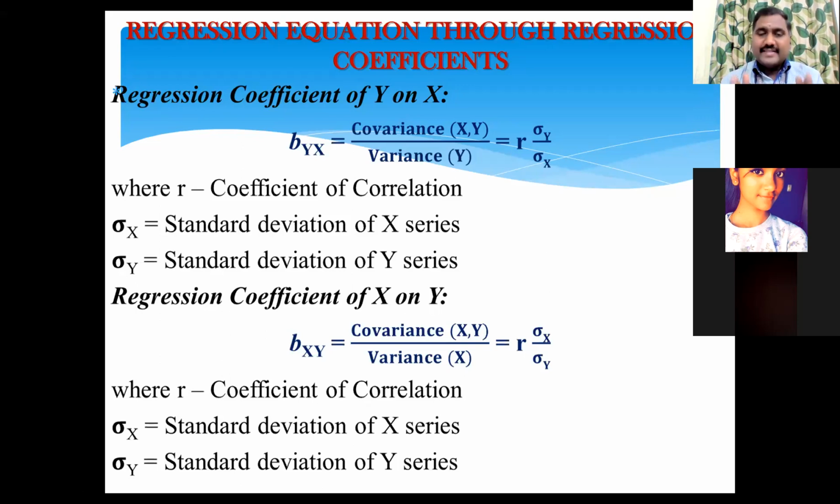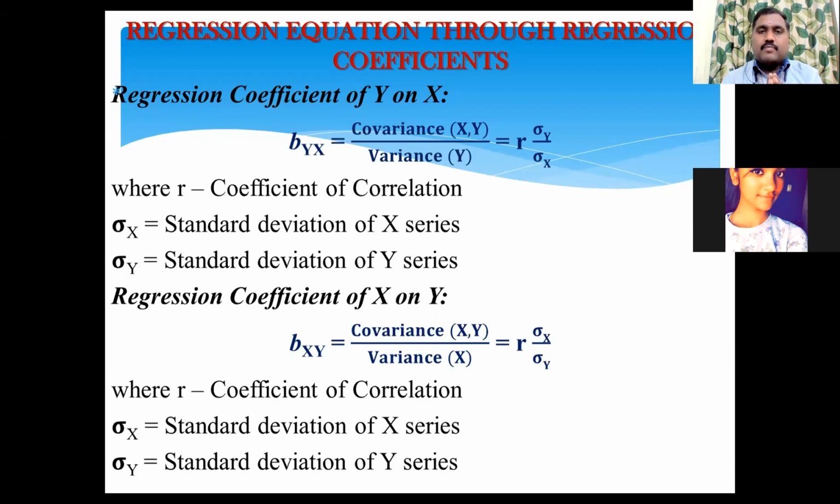Now, for finding the regression equation through the regression coefficient, we have various formulas. See, the regression coefficient b of yx equals covariance of xy divided by variance of x, that is r into sigma y divided by sigma x. You will use this most probably when the problem gives the r value or the regression coefficient value directly, and the standard deviation of the x and y variables, summation x, summation y. In that case, you can use this formula.